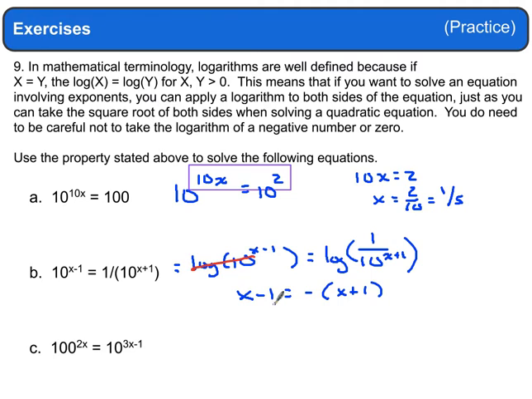So now that we have that information, we can solve. We end up with x minus 1 equals negative x minus 1. We add this over here, we get 2x. We add this over here, we get 0. And we find out that x ends up equaling 0.